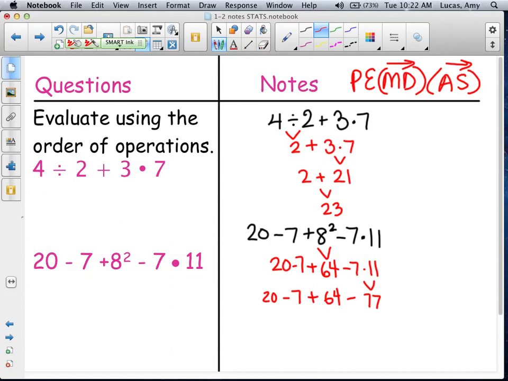And now I can add and subtract from left to right. So I'm going to start over on the left with subtraction. 20 minus 7 is 13. Then I'm going to add. 13 plus 64 is 77. 77 minus 77 is 0. So my final answer is 0.